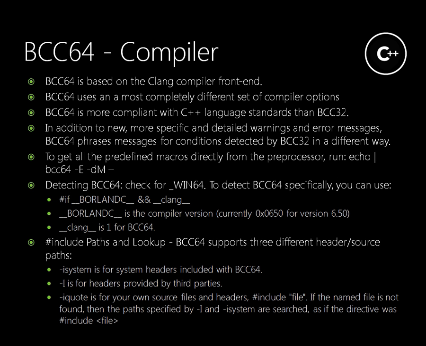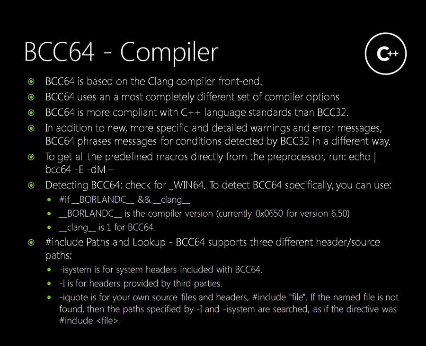The BCC64 compiler is based on the Clang compiler front end. It has different compiler options. It's more compliant with the C++ language standard than BCC32. There are also new and more specific warnings that you'll get in using BCC64. BCC64 supports three different header source paths. -isystem is used for system headers, -I for headers provided by third parties, and -iquote for your own source files and headers.